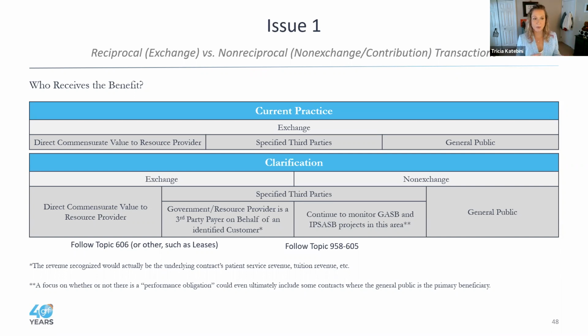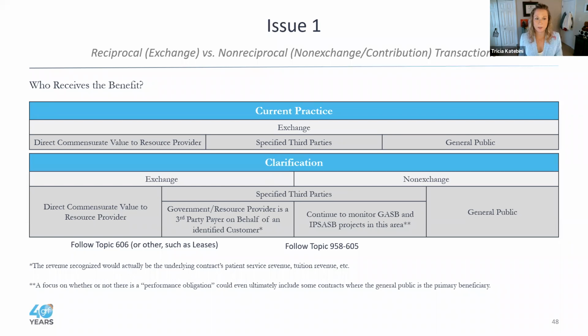So it does have the current practice prior to the adoption. Typically if it was an exchange, then you would talk about the direct commensurate value that is being given to that service provider, if there are particular third parties that may be involved. And then you also want to talk about, okay, general public, is that really an exchange or a contribution? So that could, in the current practice, fall under an exchange. Now we've got a clarification here that splits it out a little bit better for us.